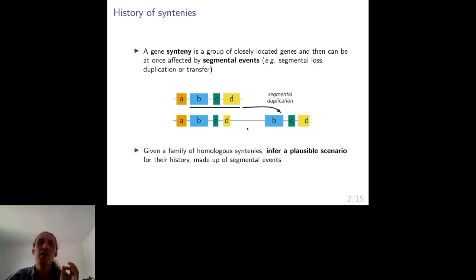So here in this study, the problem we addressed is, given a family of homologous syntheses, infer a plausible scenario for the history made up of segmental events.